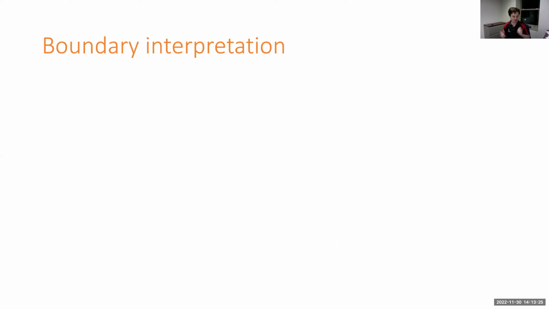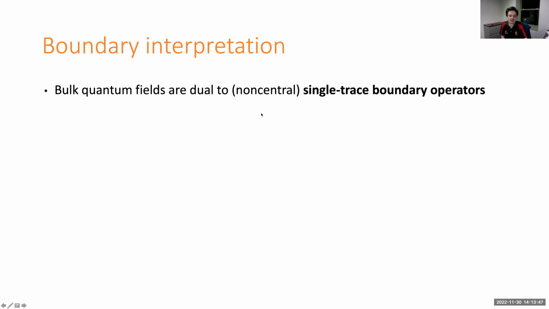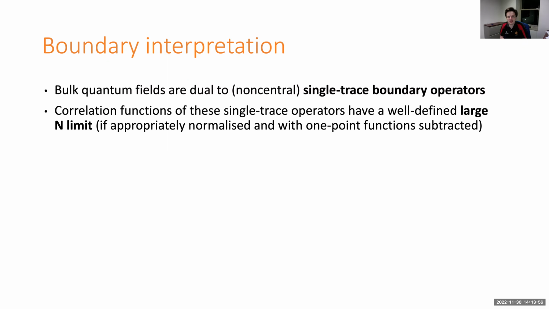Okay, so the conclusion is we've defined some bulk algebra in the semi-classical limit whose entropy is equal to generalized entropy. It'd be nice though to also understand what this is from the CFT boundary side. It turns out that's very simple to do. It's mostly done already last year by Leutheusser and Liu. So the idea is simple. Bulk quantum fields are dual to single trace boundary operators in the CFT. Okay. Correlation functions of those single trace operators have a well-defined large N limit.